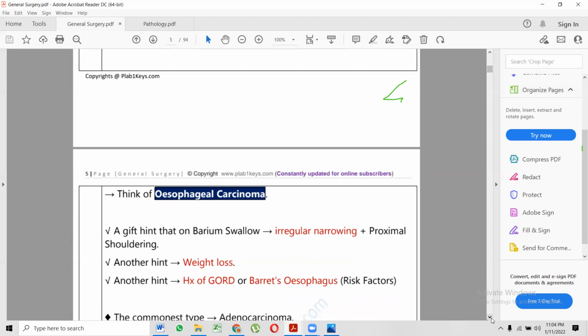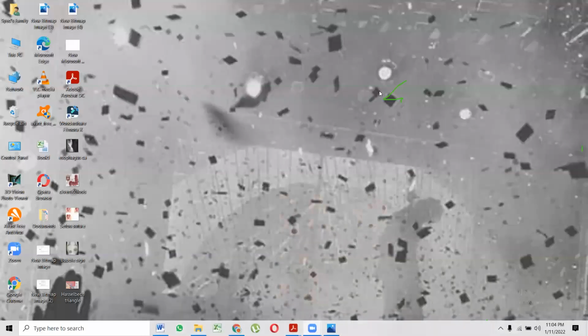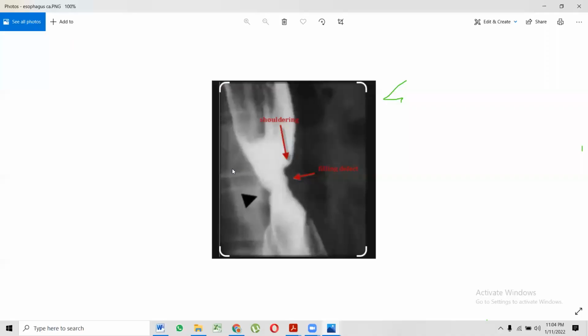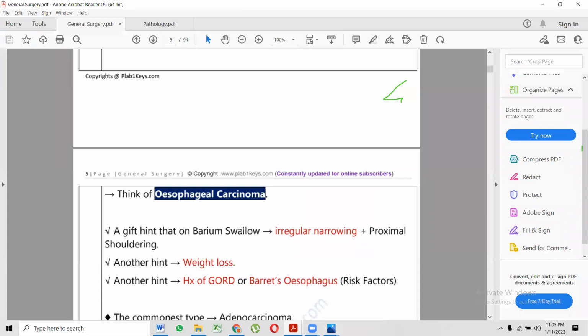How to diagnose esophageal carcinoma? A hint on barium swallow will be proximal shouldering and irregular narrowing. Let me show you a diagram. Can everyone see the diagram? Yes. So on barium swallow, see there's a defect here and narrowing of the esophagus, and this is proximal shouldering of the esophagus. So in esophageal carcinoma, there will be irregular narrowing of the esophagus plus proximal shouldering.